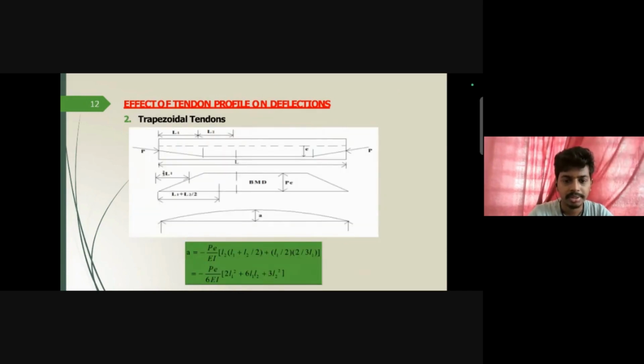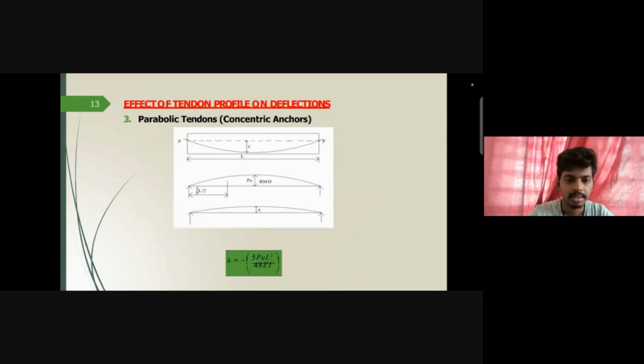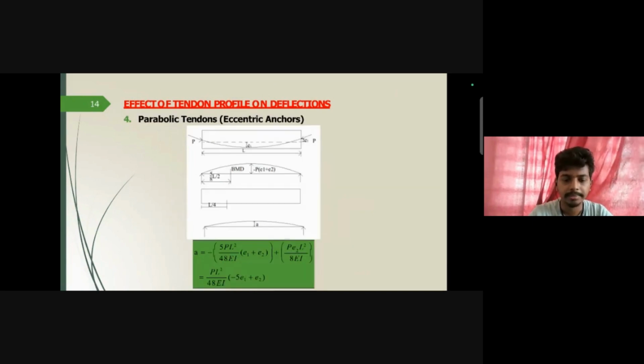And then for trapezoidal tendons, the deflection is as follows: minus PE by 6EI into 2 L1 squared plus 6 L1 L2 plus 3 L2 squared. Then now parabolic tendons, for this the deflection value is minus 5 PEL squared by 40 EI. And for the parabolic tendon with eccentric anchors, PL squared by 40 EI into minus 5E plus E2. For sloping tendon, it is PL squared by 24 EI into minus 2 E1 plus E2.